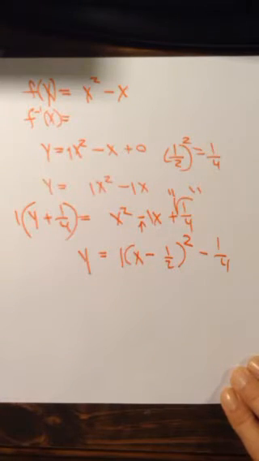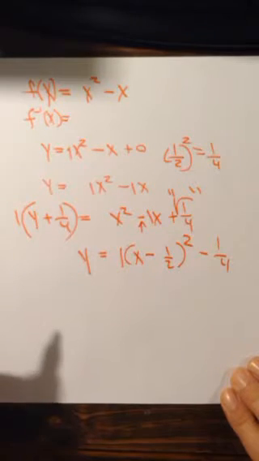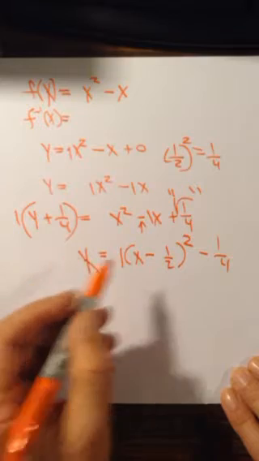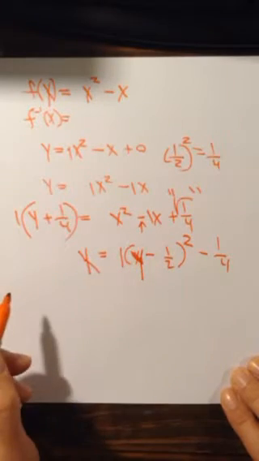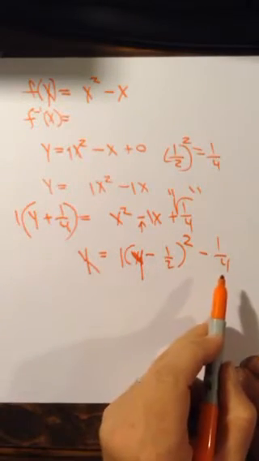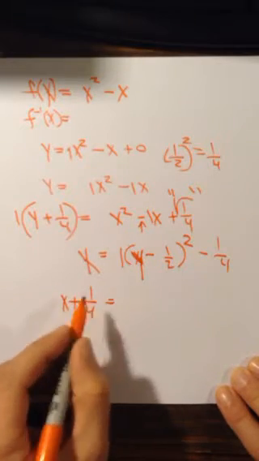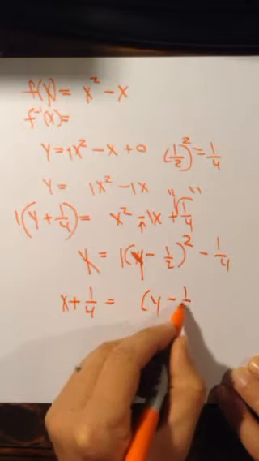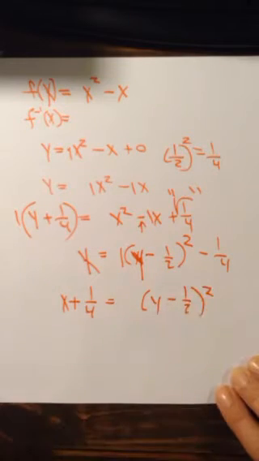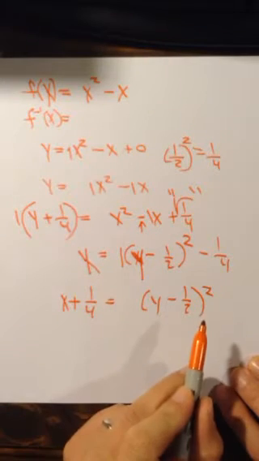Okay? But if I want to take that vertex form and find the inverse of that, I'm going to flip my x and my y. Okay? Now, I'm going to add 1/4 over. So if I have x plus 1/4, that is now equal to y minus 1/2 squared. Now there are a few ways to deal with this. I think looking ahead tends to make things easier, but right here I can anticipate taking the square root.